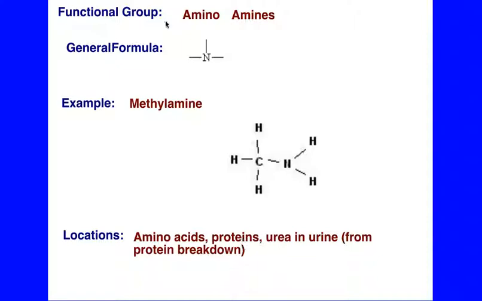The next functional group is called an amino or an amine. And this is usually represented with a nitrogen. Nitrogen can bond 3 times, so it will be connected to 3 other elements, excuse me. Methylamine is an example. So here we have our nitrogen right here in the middle, and it has 2 hydrogens connected to our carbon. So this would be our amino group. And again, we find those in amino acids or proteins. We find those in urine from breaking down those proteins.